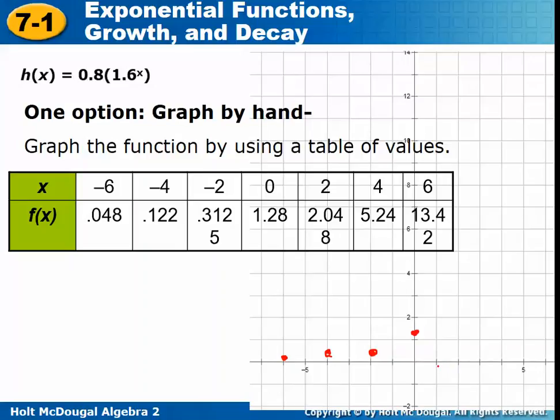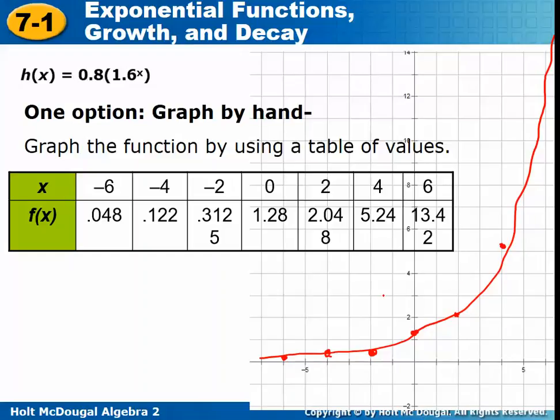At 2, we are at 2.04, so just almost on that point there. At 4, we are at 5.24, about 5 1/4. And at 6, finally we see a good amount of growth here. We're almost at 13.5, so right at 13.4 is right about there. And then you are to connect this, if you're doing this by hand, with as smooth of a curve as you can. I'm using a attached notepad here. It's a little difficult, but you would try to make it smoother than that.